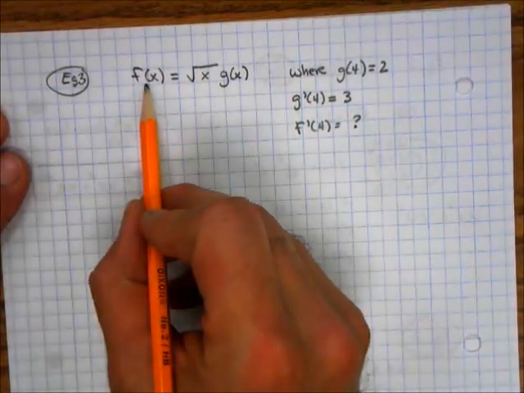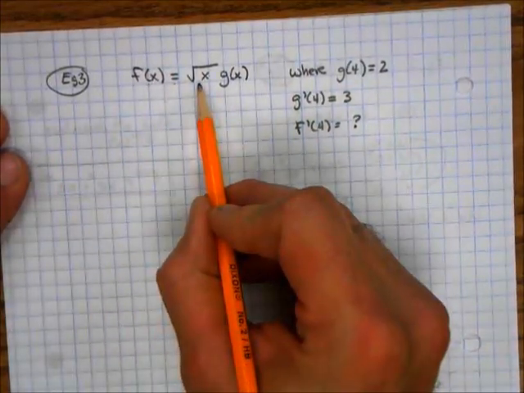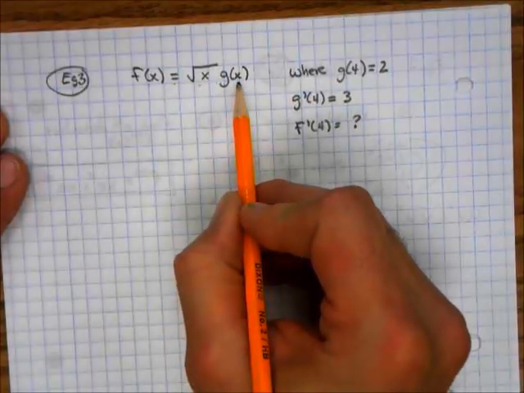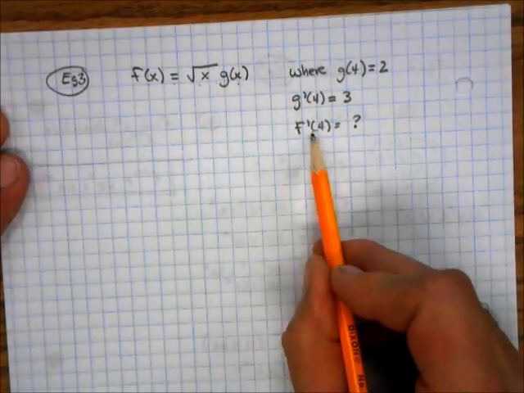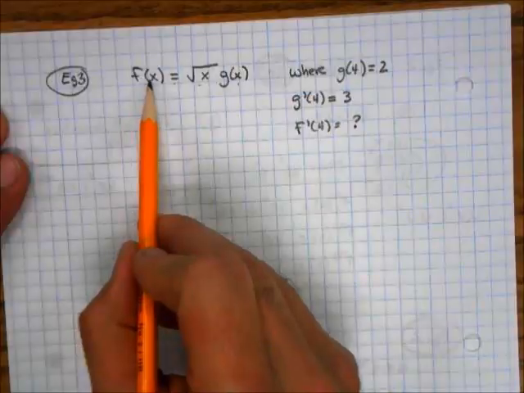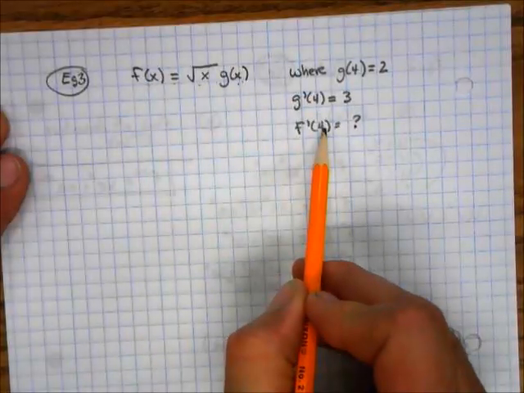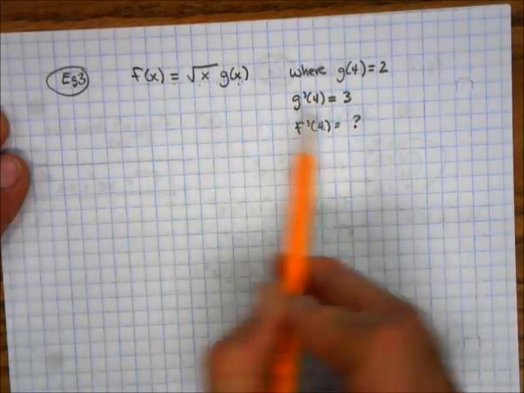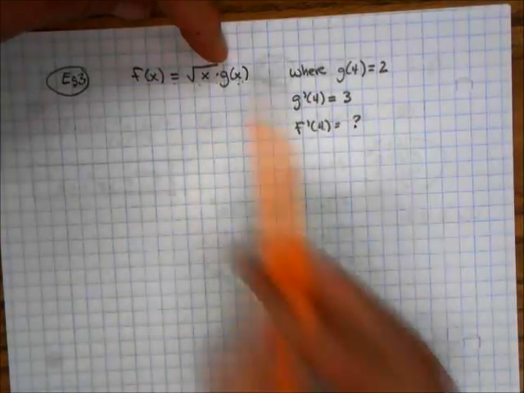Example 3. f of x equals root x times g of x. And they want you to find f prime of 4. So they want to find the derivative of this at 4, input 4. Okay, so to find the derivative of this, it is a product.